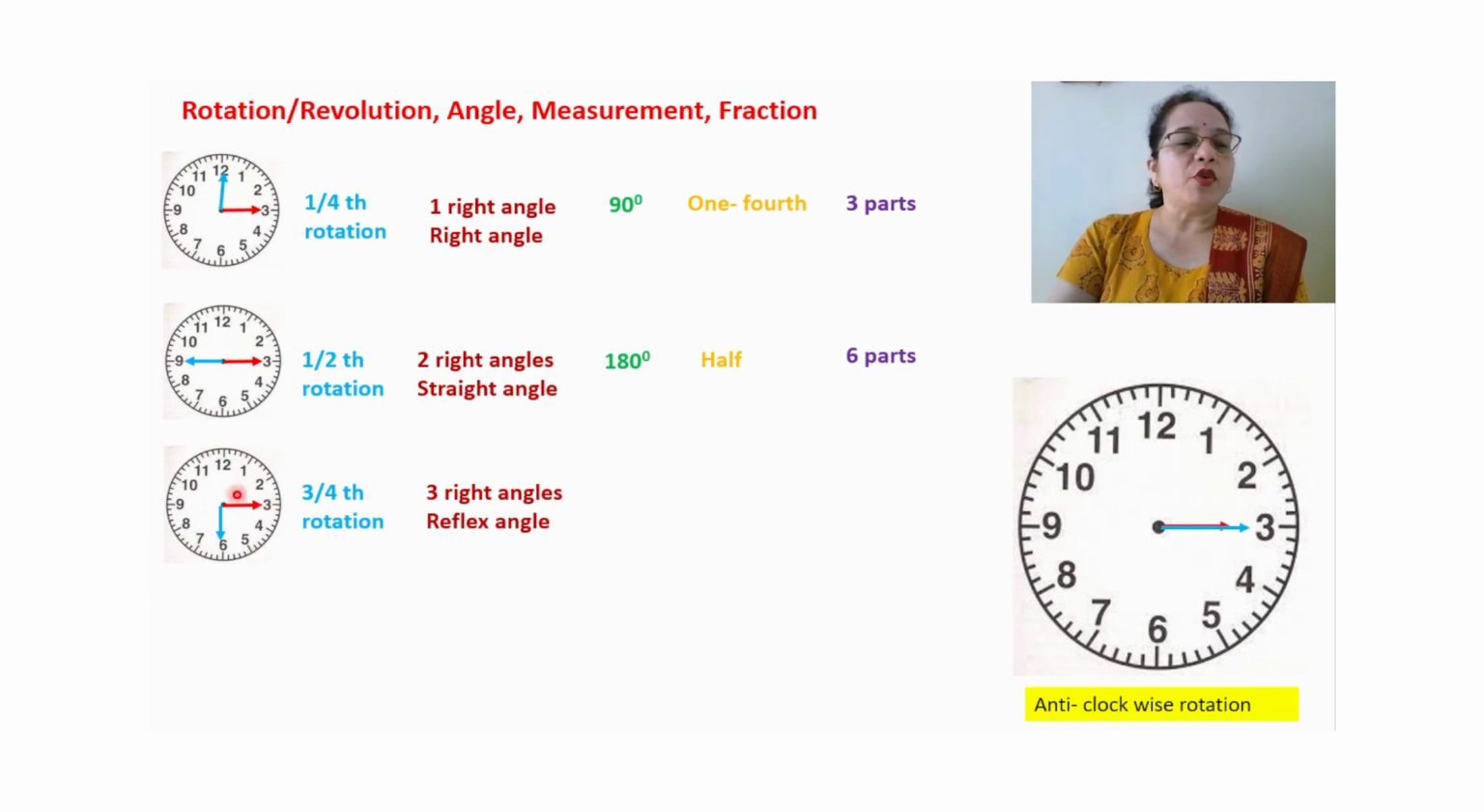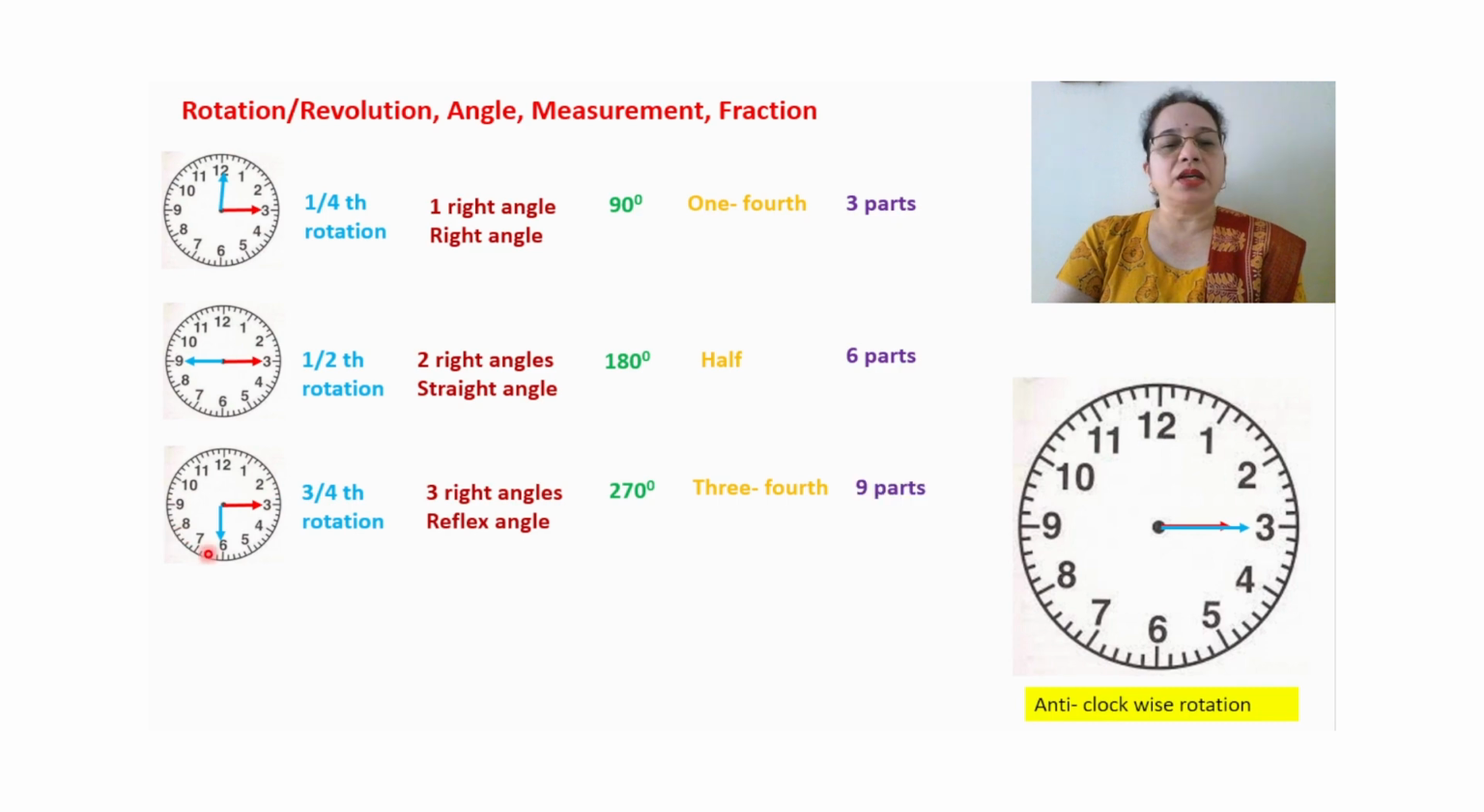And which type of angle is it? After rotation, if you come to this place, it means this is your reflex angle. What is the measurement of a reflex angle? Over here particularly 90 into 3 will give you 270°, and this is 3/4. And how many parts are there? 1, 2, 3, 4, 5, 6, 7, 8, 9. 9 parts are there.